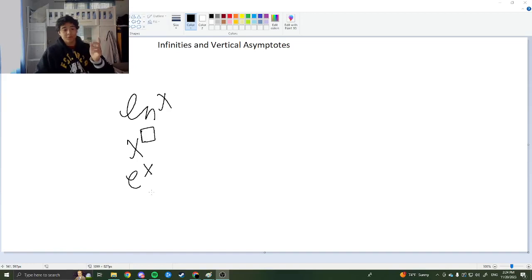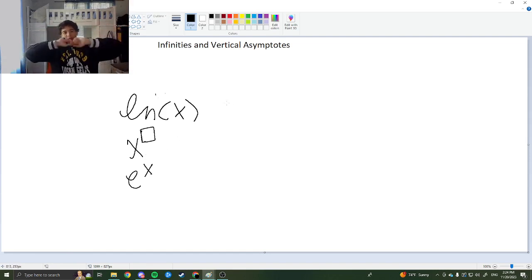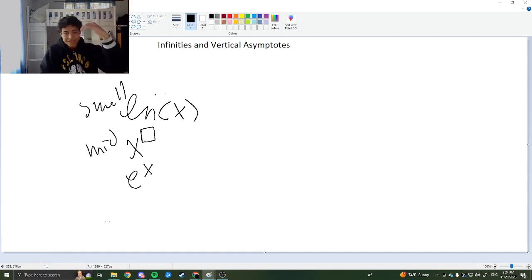Okay, now here's what you have to know. These are your 3 most common types of functions that you're going to have: ln x, x to the power of something, or e to the x. And you have to know that this is them in order of smallest to largest. This is just something you have to know. ln x functions increase very, very slowly, right? So they're very slow. So this counts as small. x to the power of something is kind of mid. And then e to the x, or a number to the power of x, grows a lot faster than x to the power of something. So this is really fast, really big, right?